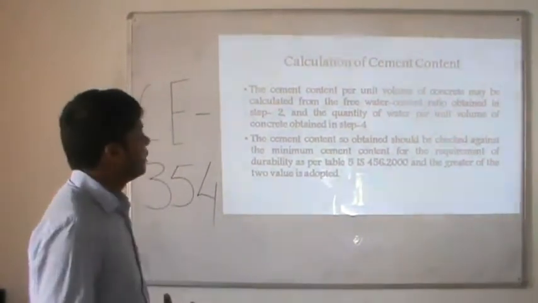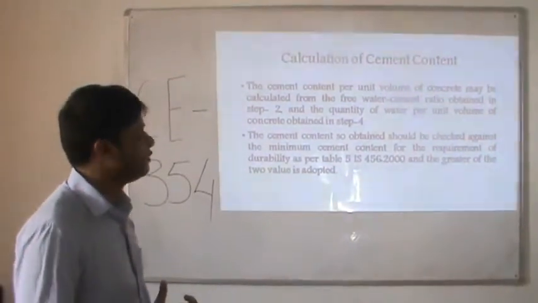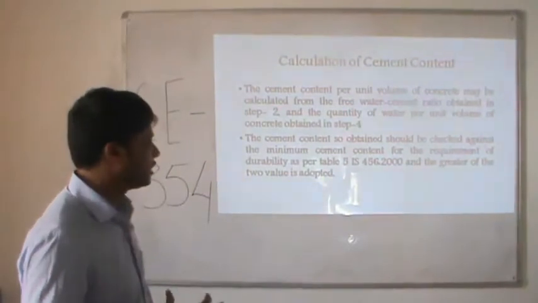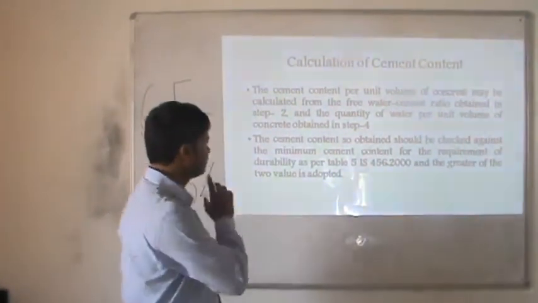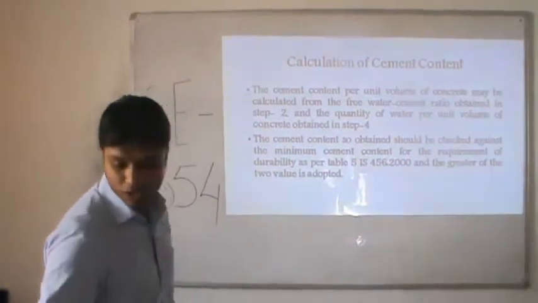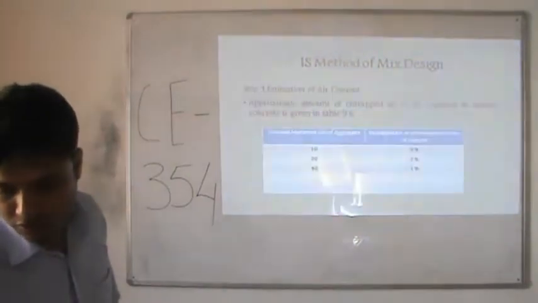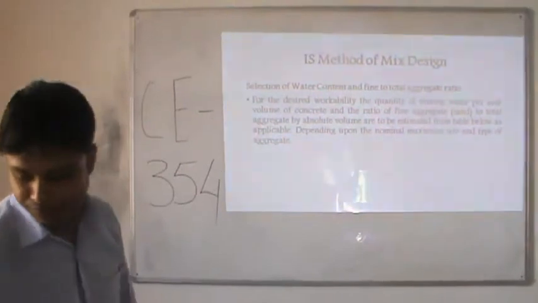The cement content per unit volume of concrete may be calculated from the free water cement ratio obtained in step 2, which we have already done, and the quantity of water per unit volume of the concrete obtained in step 4, which we have done in this one. This one is the fourth one.